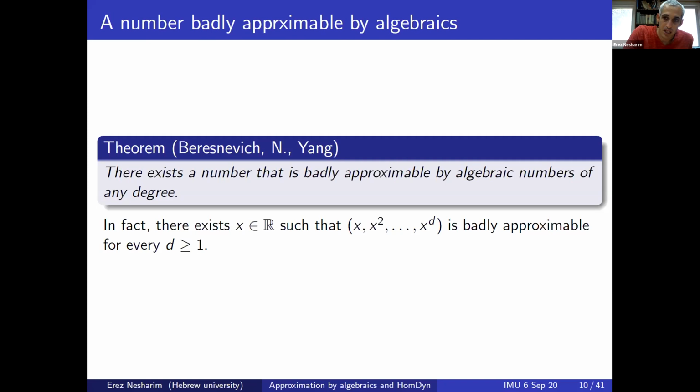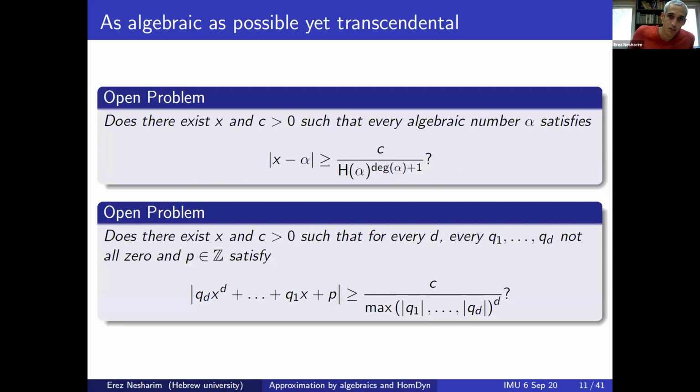But this leaves two natural open problems about how uniform the constant of approximation is in this statement. So is there a transcendental number that is badly approximable by algebraics, but with the constant being uniform for all the degrees? Here the first problem is easier than the second problem, because the second problem implies, like we've seen before, the first. If we had a number satisfying the condition in the second open problem, then it would also satisfy the property in the first open problem.